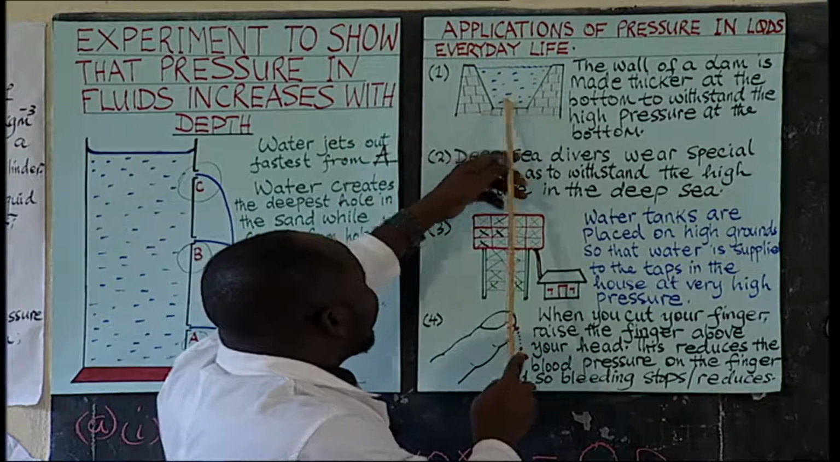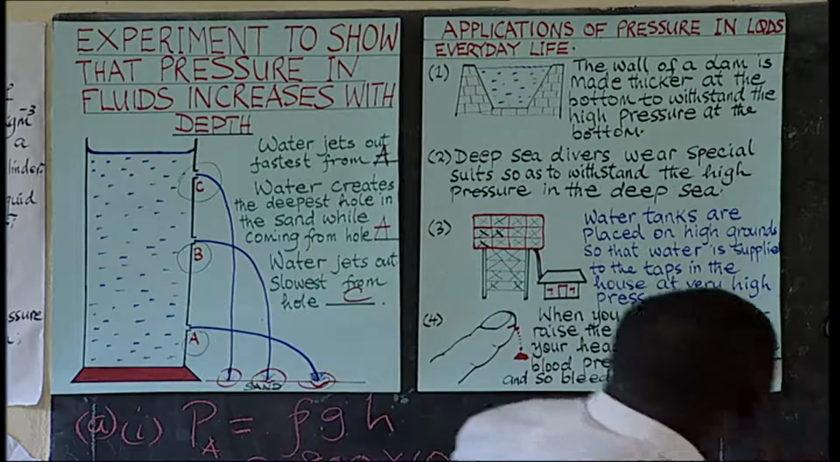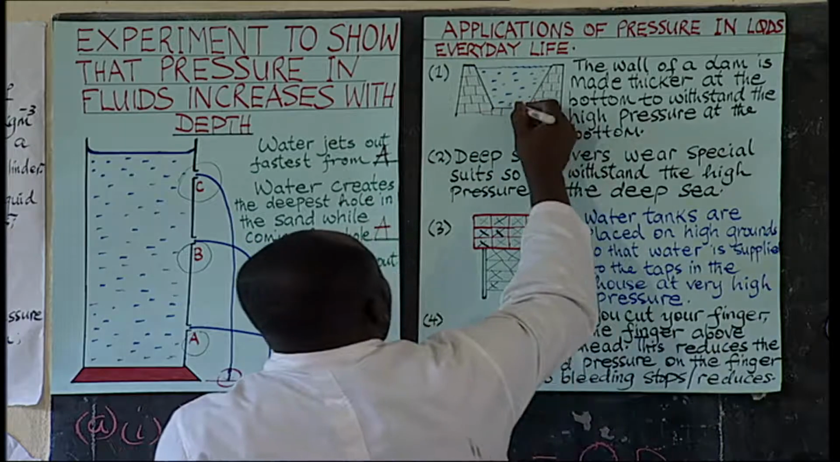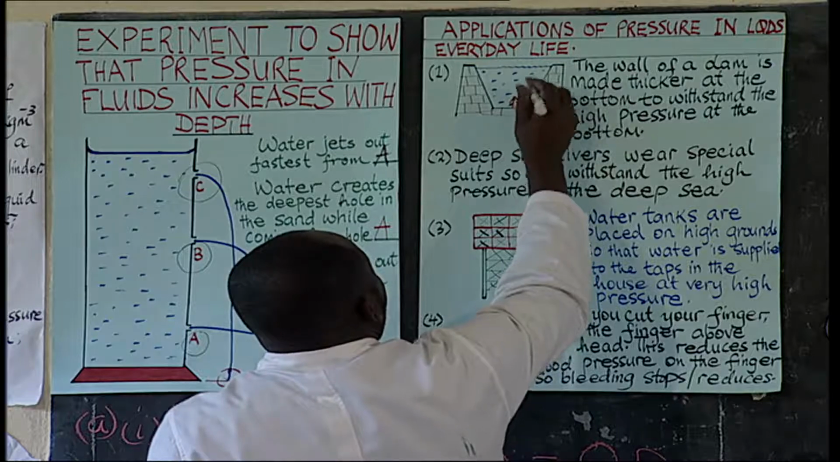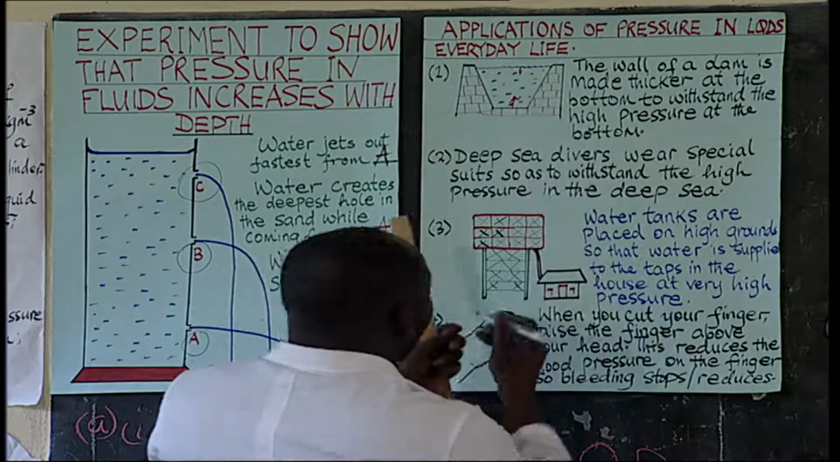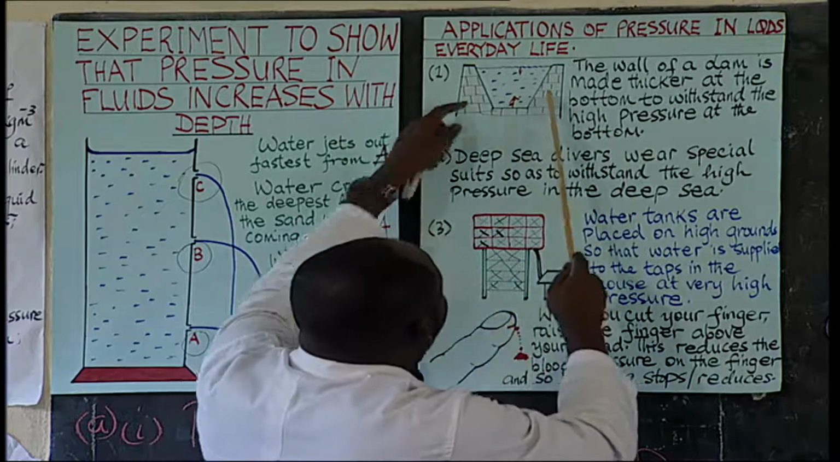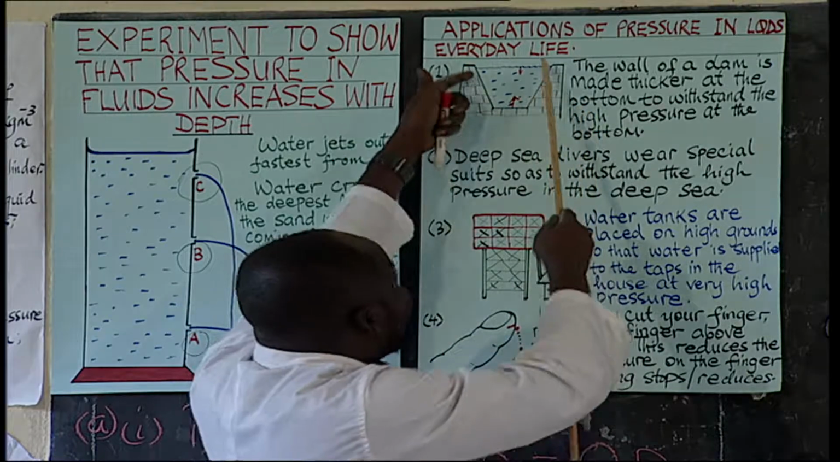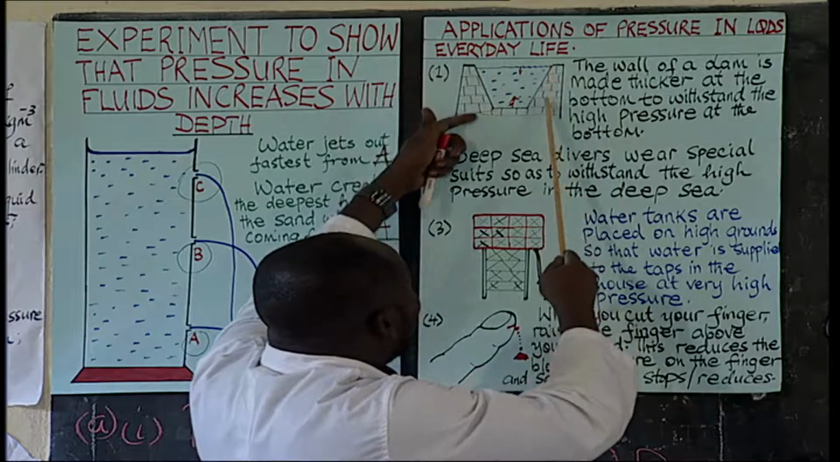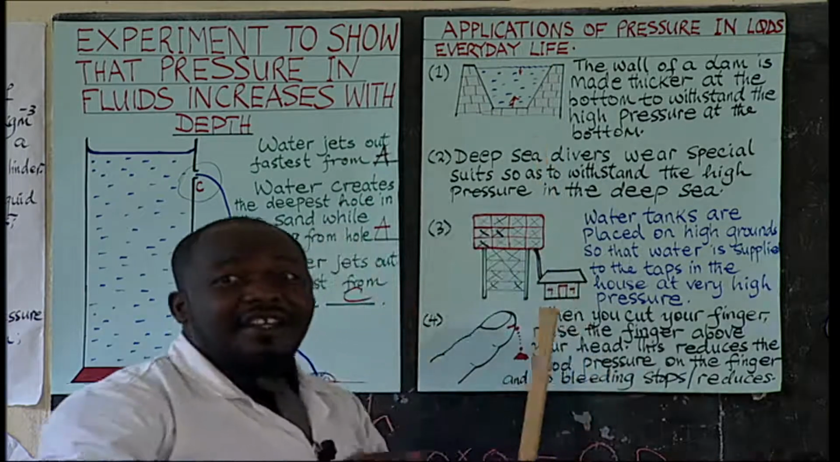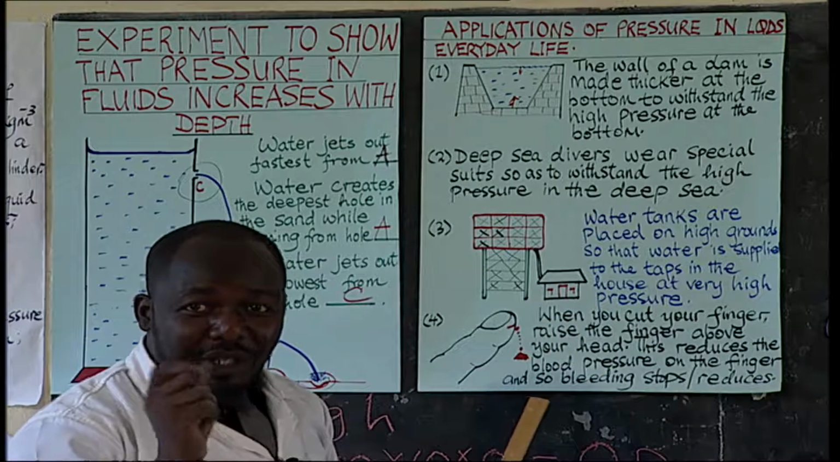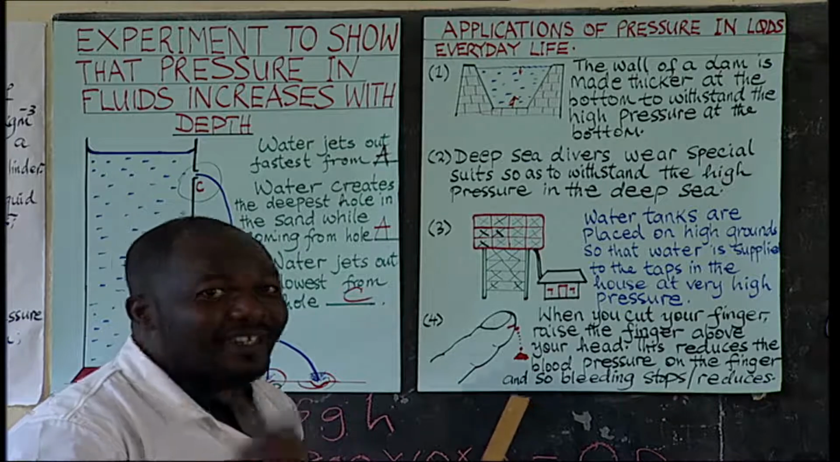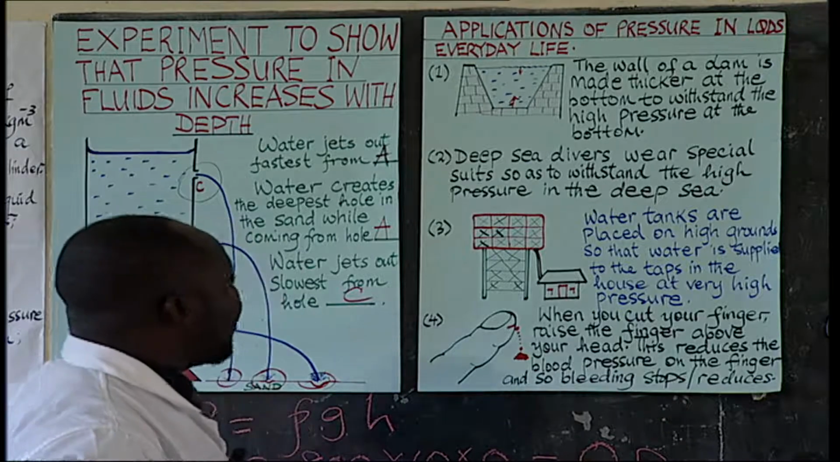Thicker at the bottom because the liquid pressure at this point here is very high, and the liquid pressure there is low. So you make this thick so as to withstand the liquid pressure. Otherwise, if it is built of the same thickness, then the dam will collapse due to the pressure being exerted by the what? By the weight of the water.